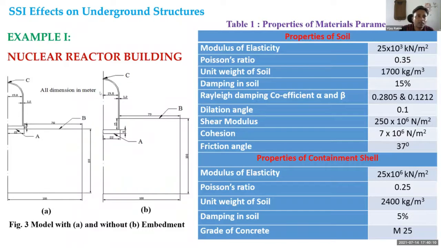So for the study of the SSI effect for underground structures, the first example taken is a nuclear reactor building, in which two cases have been considered: when the structure is founded on top of the soil, meaning there is no effect of embedment, and when the same structure is embedded in the soil. These are the material properties which were used for getting the response at three points of interest: the base of the foundation, one point at the top of the soil, and third, the top of the structure.